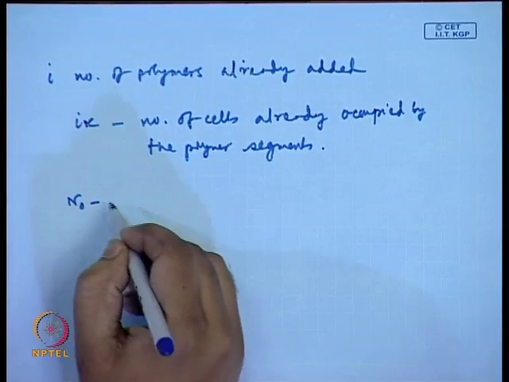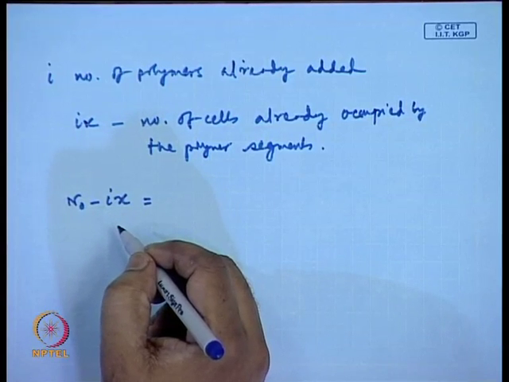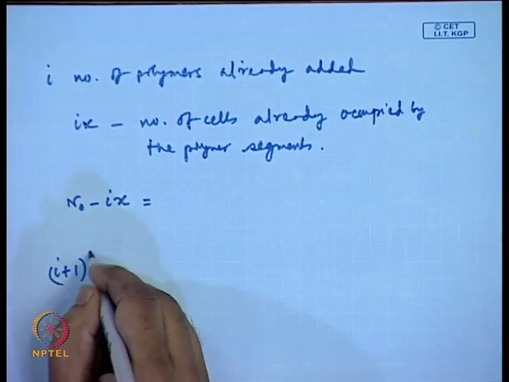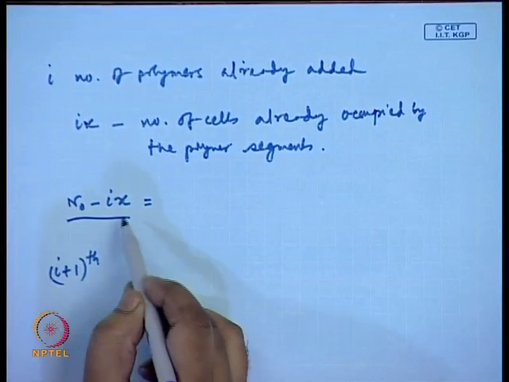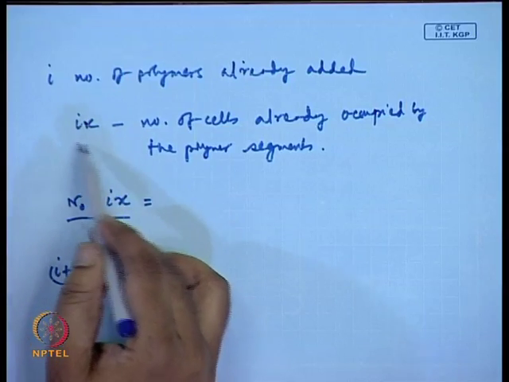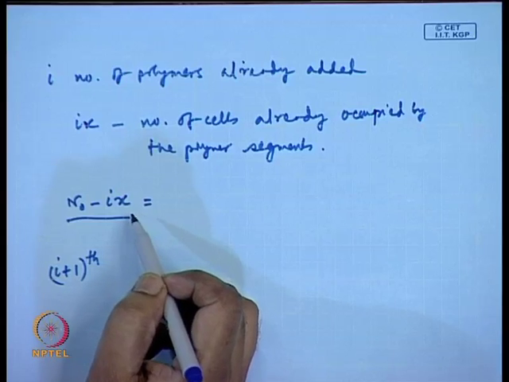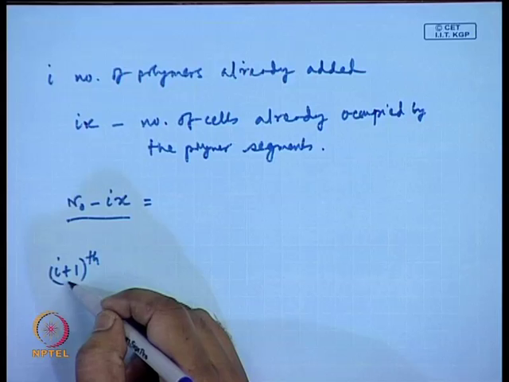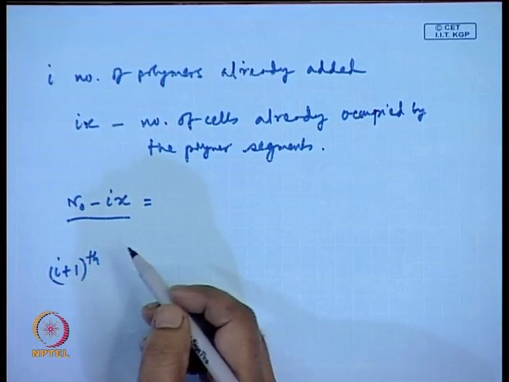So, n 0 minus I x is the number of vacant cells, where the next, the I plus 1 polymer chain, we can place. This is the number of cells which are vacant, because n 0 was the total number of cells and I x is the number of cells already occupied. So, this is the number of cells where we can place the next polymer molecule, which is the I plus first.